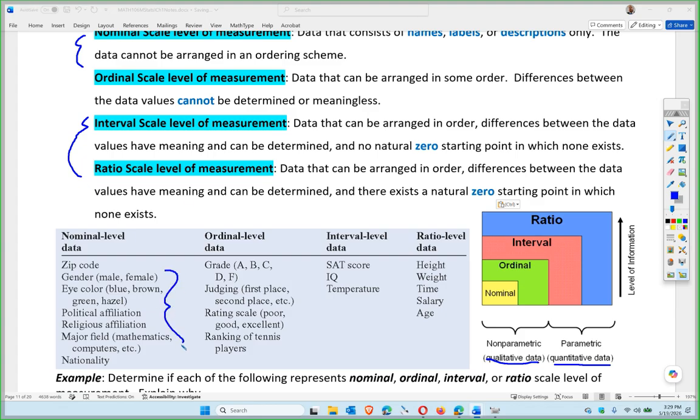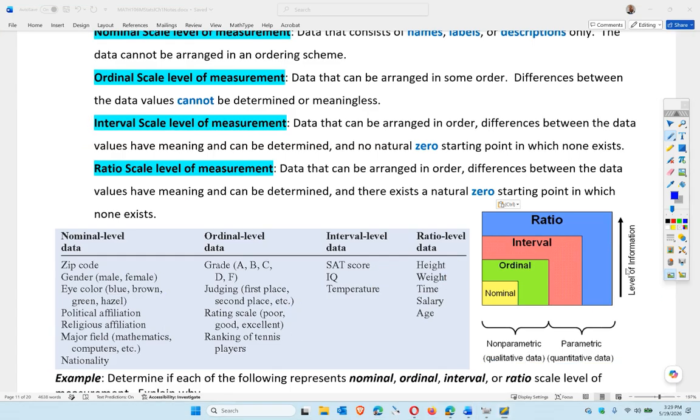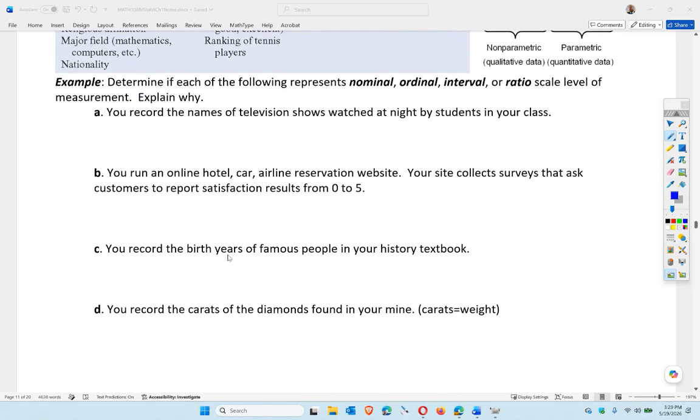And here are some examples I made up, of different things. You look at the TV shows that the students in your class watch. Well, those have names, descriptions. I don't know how you would order those, maybe when they come on at night, I have no idea. That's just nominal scale data, level of measurement. Not much to go on, okay?